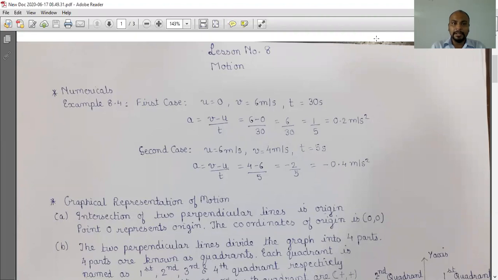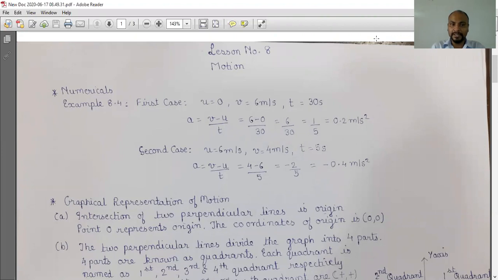Yesterday, in the second video of the motion chapter, we had studied velocity, acceleration, and uniformly accelerated motion, and solved some numericals related to average speed and average velocity. So we will just recall things which we had studied in the last lecture.